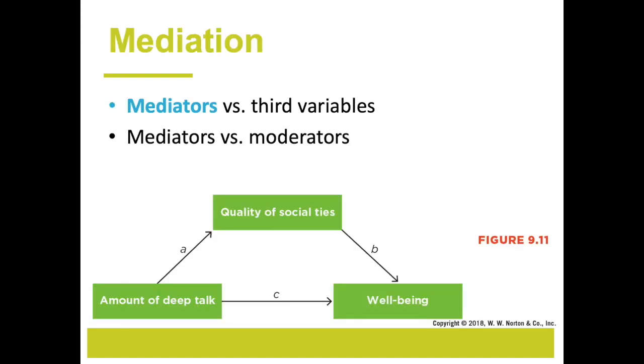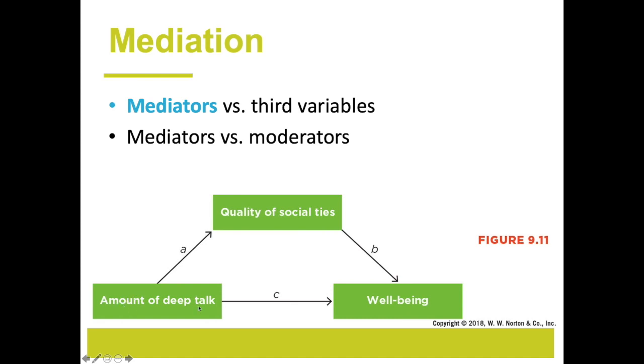So in general, this third variable issue actually can be broken up into either a true third variable, a mediator, or a moderator. Those words are very similar to each other. We're going to talk about what this actually means. So in this figure right here, what this figure is trying to say is that the amount of deep talk influences the quality of social ties, which in turn affects well-being. We were showing that before the amount of deep talk affects well-being in some way. They're related. But it could be that this is affecting well-being through the quality of social ties.